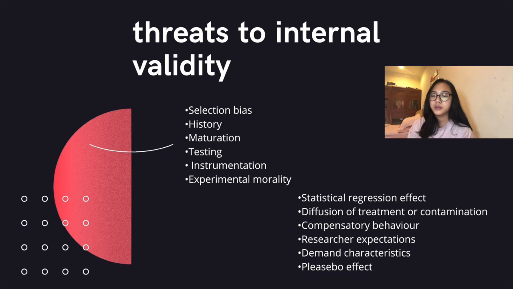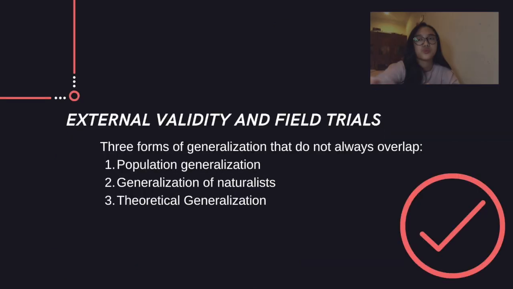The first one is selection bias, history, maturation, testing, instrumentation, experimental mortality, statistical regression effects, diffusion of treatment or contamination, compensatory behavior, researcher expectation, characteristics of demand, and the last one is placebo effect.